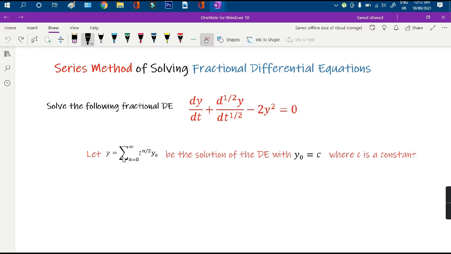In this lecture, I am providing one more method of solving fractional differential equations with the help of series. This time I am taking a slightly different series, as you can see on the screen.